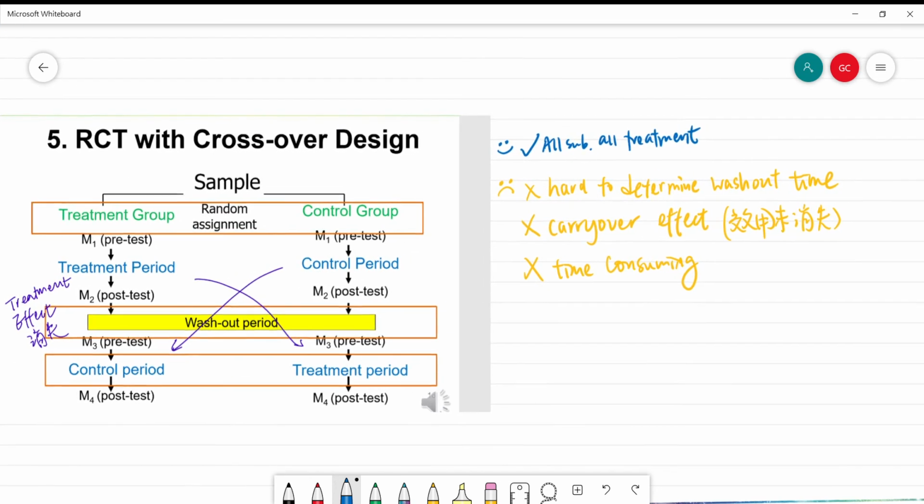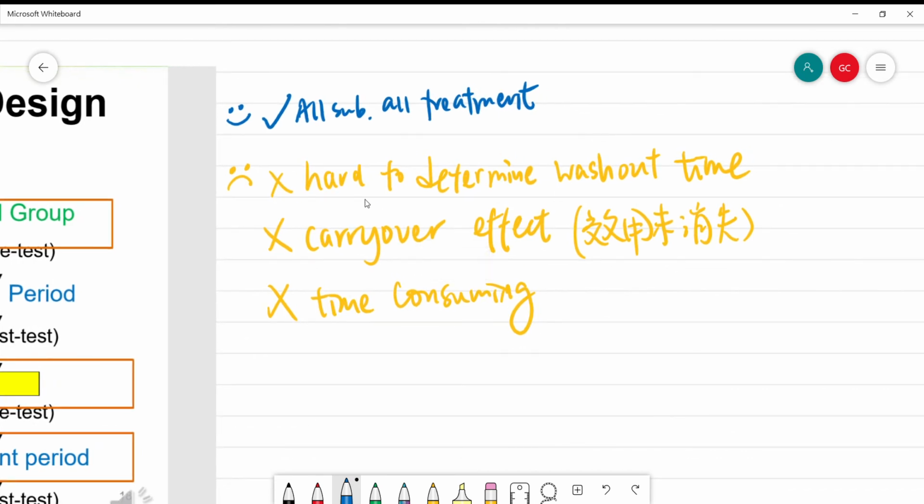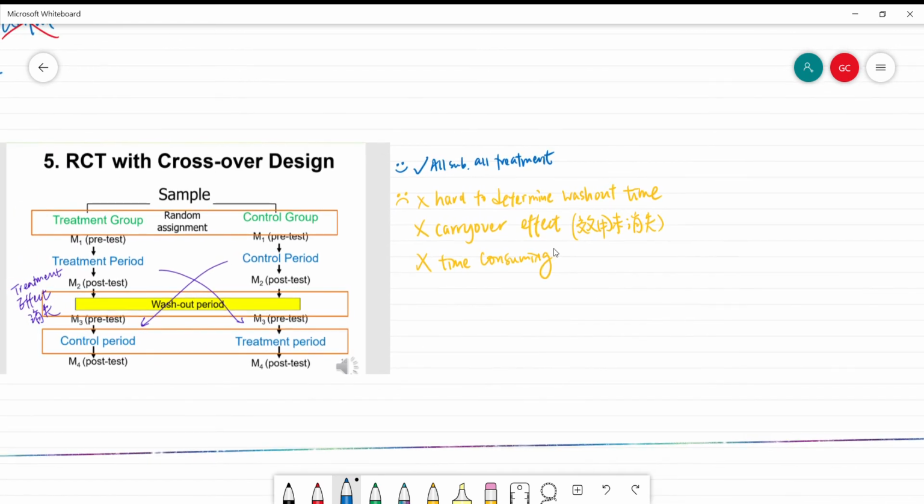But for the disadvantages, there are also a couple of them. That is, it is hard to determine the washout time. Is it 1 year, 2 years, 10 years? We don't know. And the second one is the carryover effect. We cannot guarantee the treatment effect has disappeared after the washout period, so the effect of the treatment is unclear.